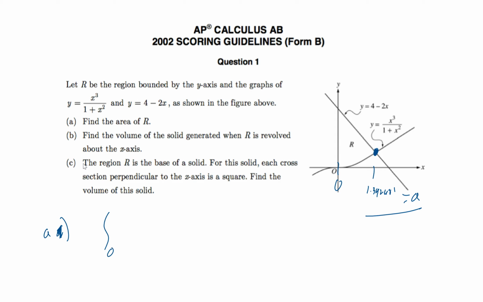So if you could just put a variable down here like A, as long as you label it, and then top minus bottom. So the top one looks like it's (4 minus 2x) minus (x cubed) for 1 plus x squared. Then you can type that into your calculator and get an answer.